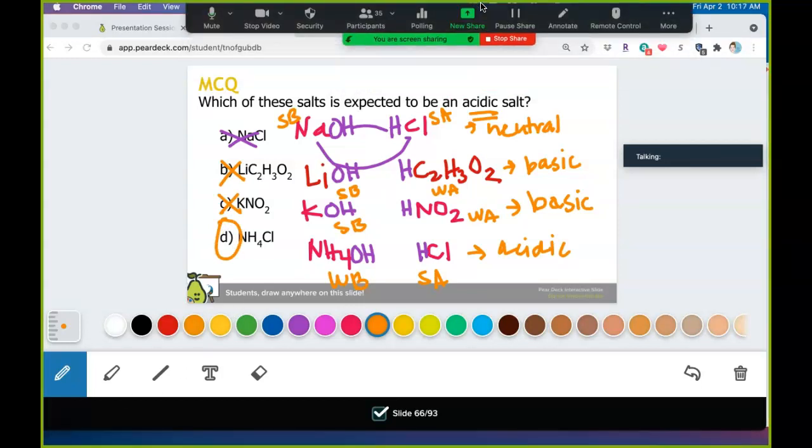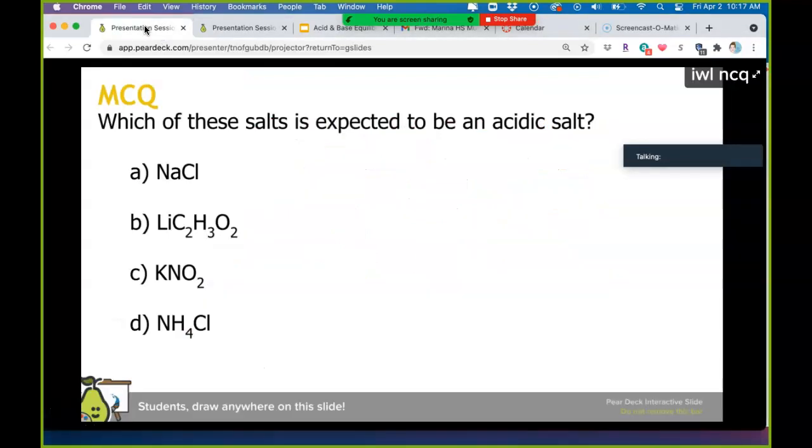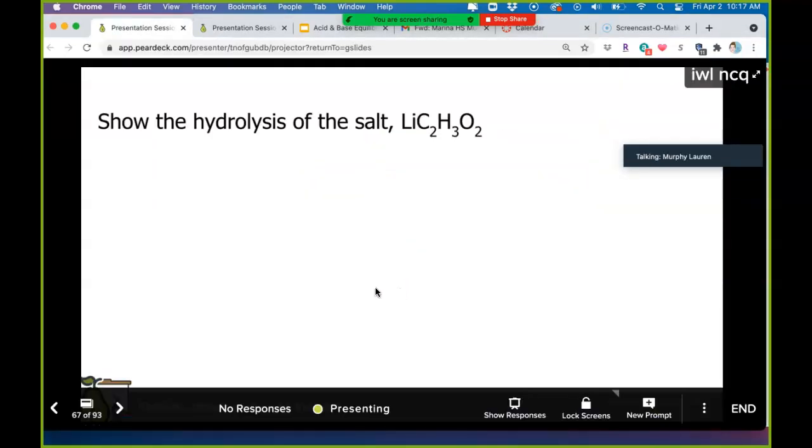All right, so how do we do? I basically sourced out the acid and the base that formed this salt, and this salt, and this salt, and D is the one that comes from a strong acid, weak base, which is what makes it acidic. Any questions on this part so far? All right. So I'm going to have you practice now showing the hydrolysis of the salt.